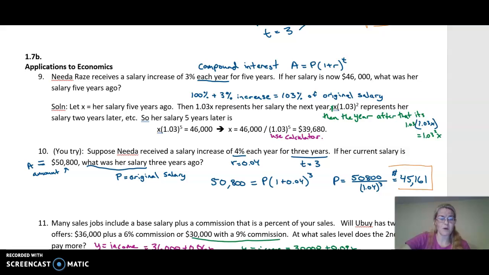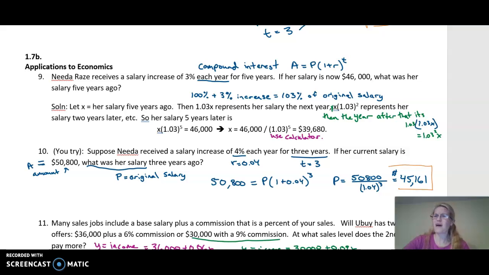In this one, suppose Nita received a salary increase of 4% each year, so R is 0.04. Time is 3 years. If her current salary is A, so that's the amount, what was her original salary 3 years ago? That would be P, the principal. So 50,800 equals P times 1 plus 0.04, all raised to the 3, right? 1 plus 0.04 is 1.04 raised to the 3. Divide both sides by that, and we get our principal.